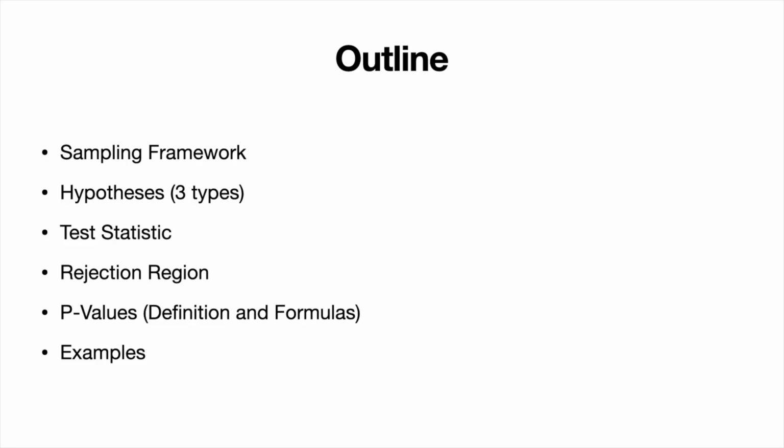Then, to each of the three types of hypotheses, we will describe and define the rejection region. Also, we will give a definition of p-values, and then to each of the three types of hypotheses, we will give the formula for computing the p-value. And then finally, we will give a couple of examples that demonstrate the procedures for testing hypotheses about a population mean when the population standard deviation is known. So let's jump in.